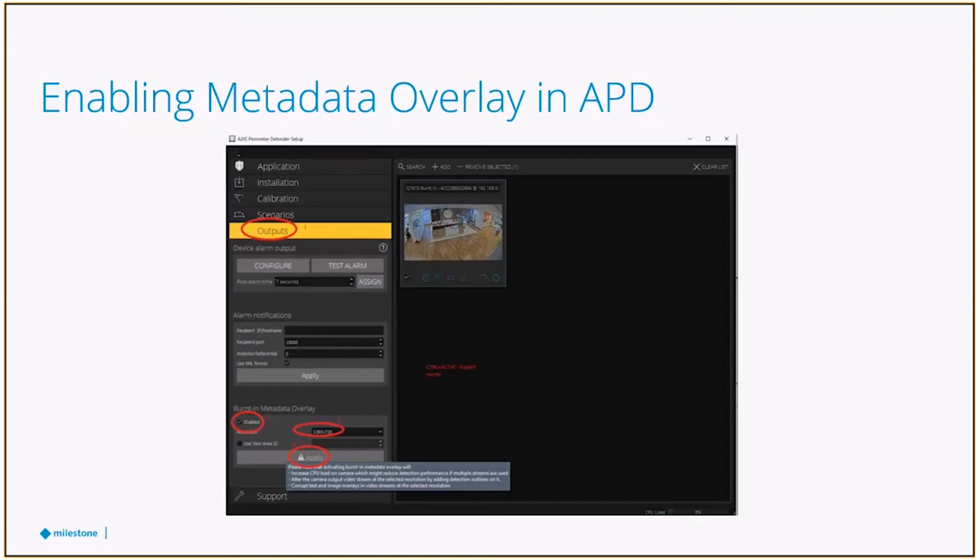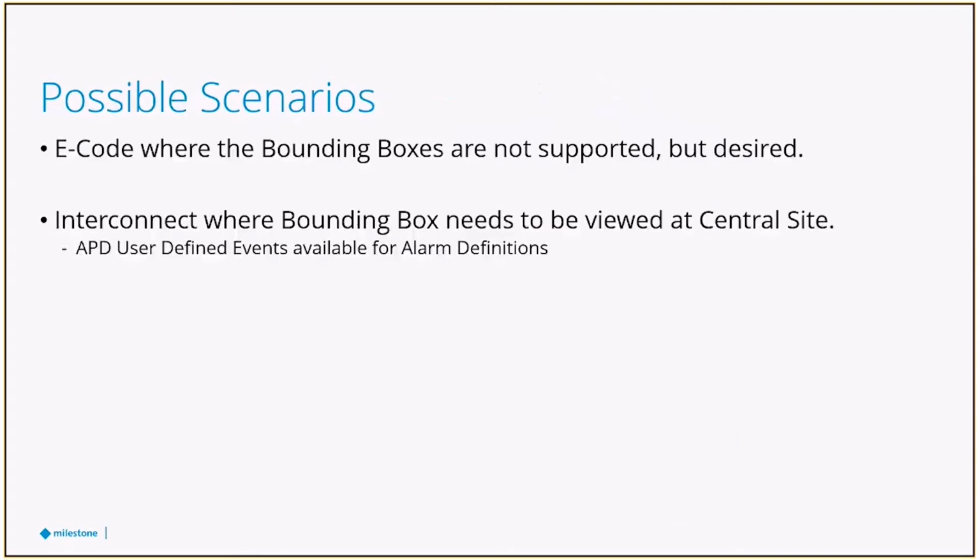And then from that point forward, whenever you pull up that video stream from that camera, that metadata is going to be burnt in on it. You're going to see it, right? Possible scenarios here. Again, we covered it with the E-code because the metadata and the bounding boxes are not supported. And then just again, where I talked about interconnect with the bounding boxes needing to be viewed.